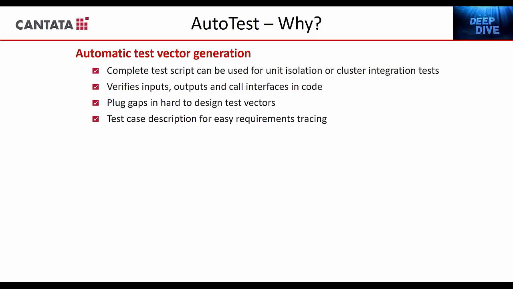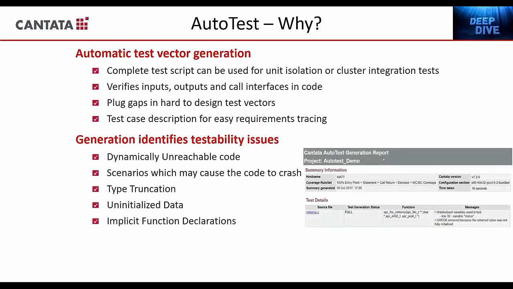And that's a capability in Cantata's AutoTest, which produces test descriptions that explain the path through the code that they are exercising. And that generation not only creates runnable tests, but it also tells you if there's any problems in the code. It will generate and identify testability issues like type truncation, uninitialized data, and so on.